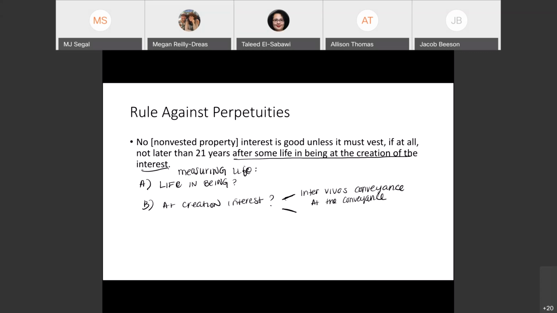If it is a testamentary conveyance, a testamentary conveyance is a conveyance through a will or intestate after somebody has died. That's the key. A testamentary conveyance is after somebody has died. Then the conveyance is not when the instrument is drafted, so not when somebody writes their will, but upon death.